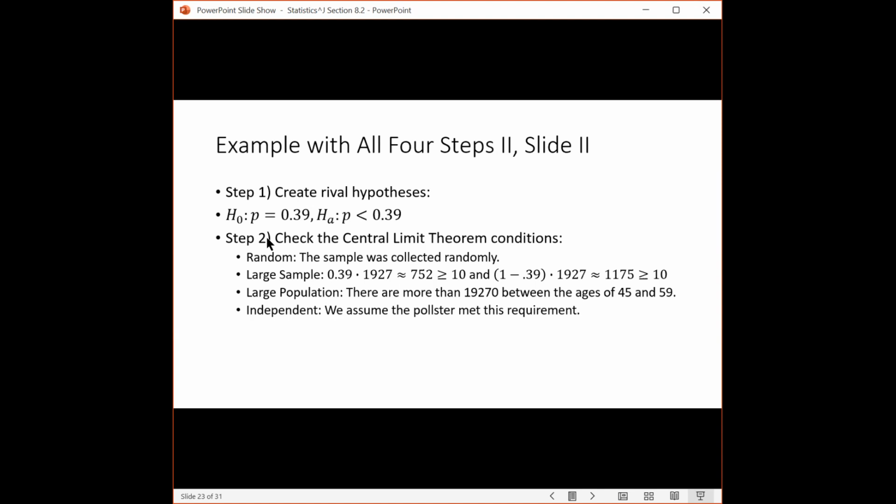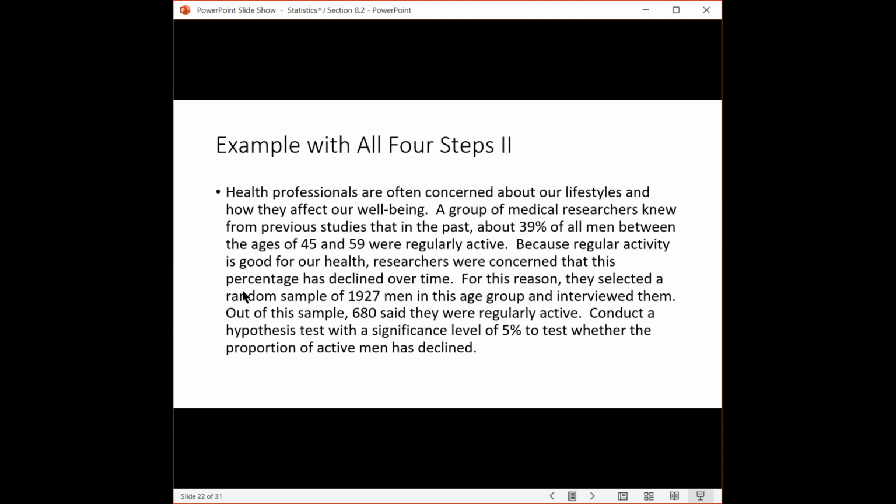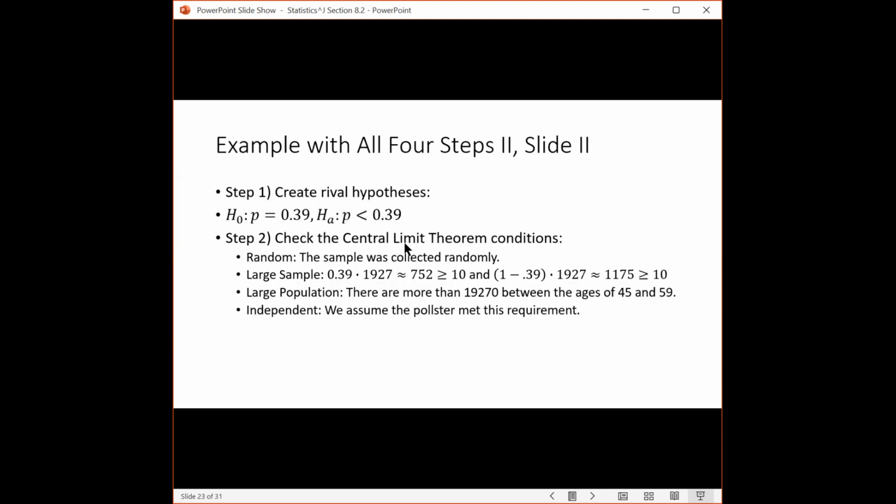Step two, we've got to check the central limit theorem conditions so that we can use the normal distribution later in the problem. So the random, do we have random? Let's take a look. Random sample of 1,927 men, that is satisfied. And then is the sample large enough? So I'll go through and do the math. You get 752 and 1,175. Those are both much bigger than 10.